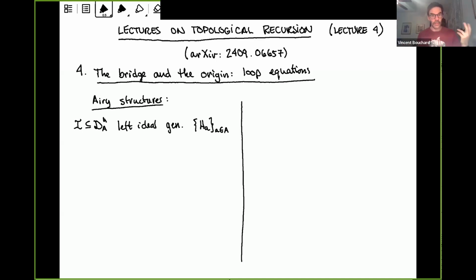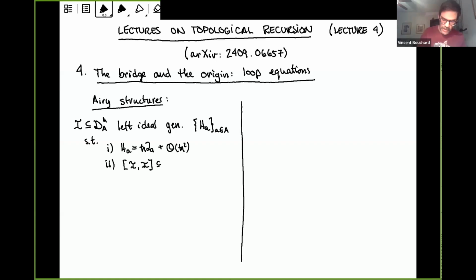The conditions are that this left ideal is generated by a collection of differential operators H_A such that two conditions are satisfied. First, the operator starts with the derivative, and there is one such operator for each variable in your variable set. And the second condition is the ideal condition, which is that the commutator of the ideal with itself is within h bar squared times the ideal. That was the definition of array ideals or array structures.